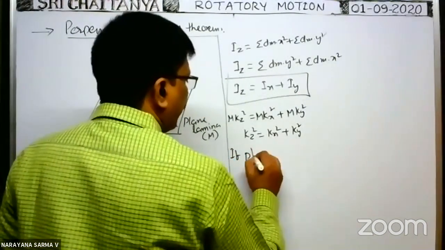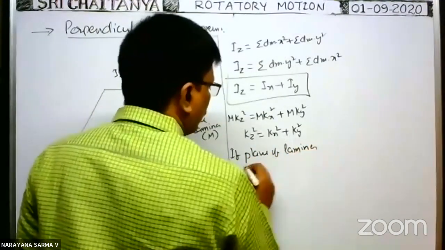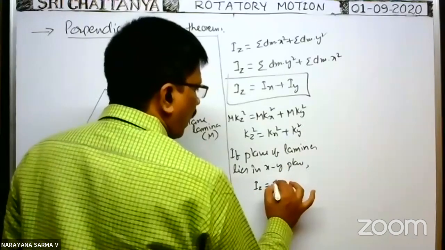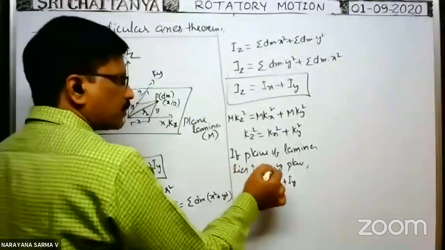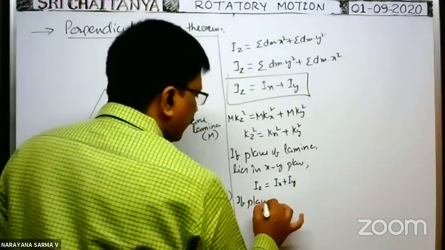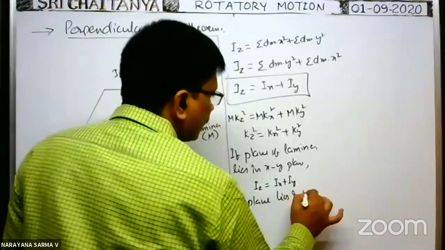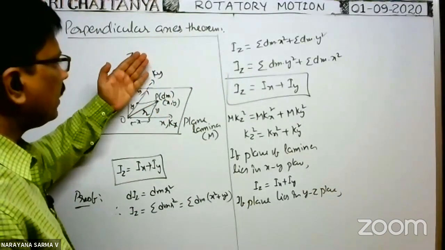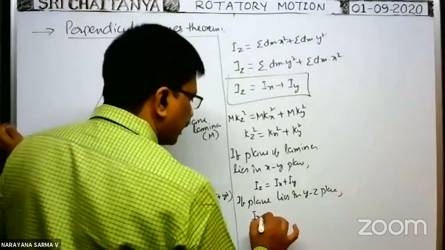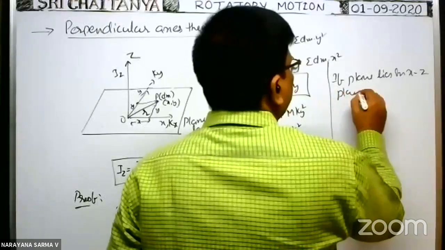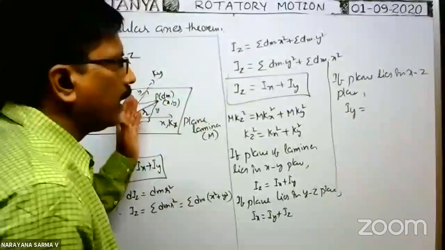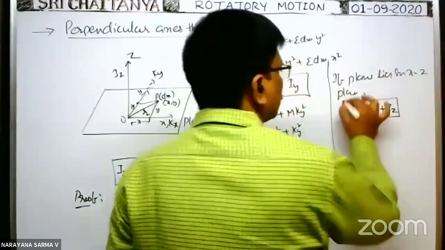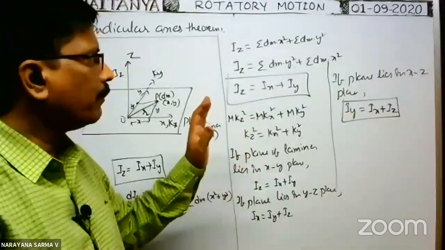If the plane of the lamina lies in xy plane, then about z-axis moment of inertia is equal to Ix plus Iy. Of course, that can be written like this in terms of radius of gyration. If the plane of the lamina lies in yz plane, then about x-axis moment of inertia is Ix, and moment of inertia about y-axis, which is perpendicular to the plane of the lamina, passing through the intersecting point of x and z, then Iy is equal to Ix plus Iz. In this way, we can write the perpendicular axis theorem.